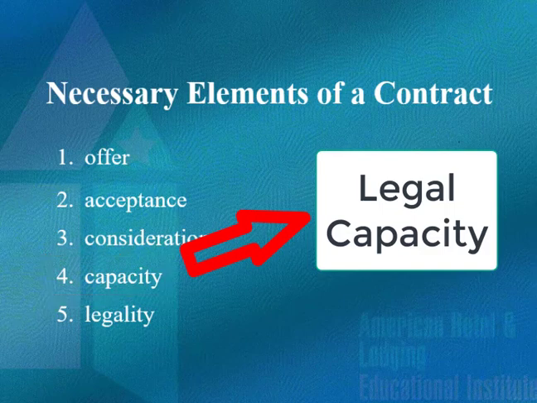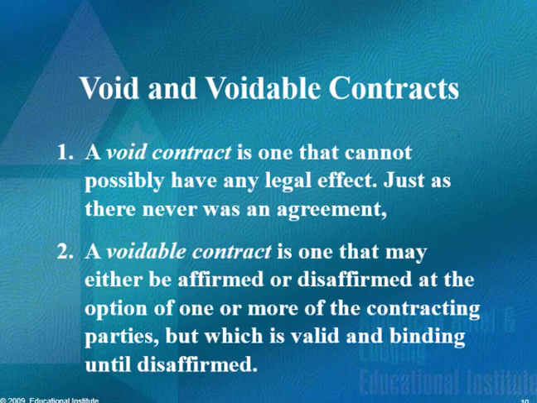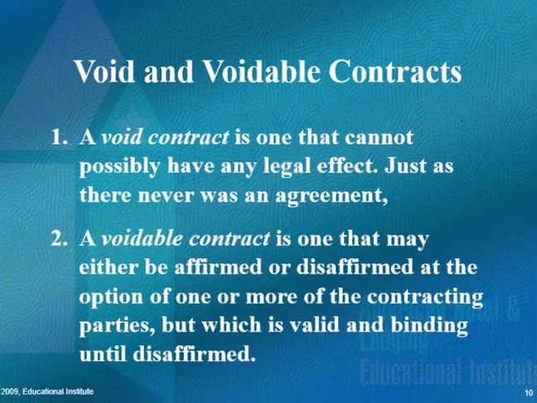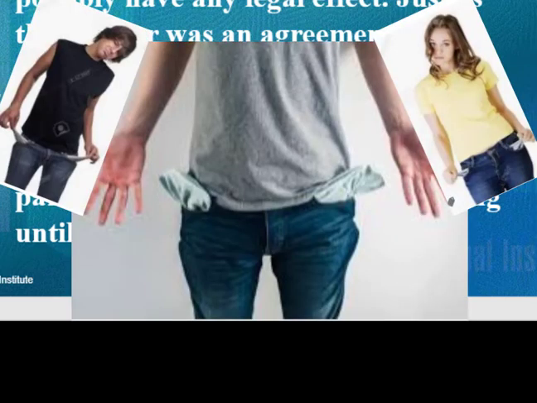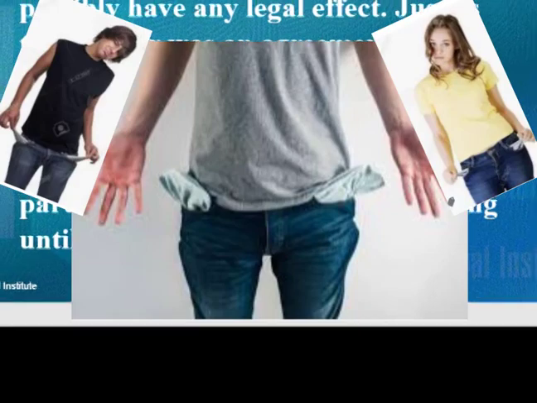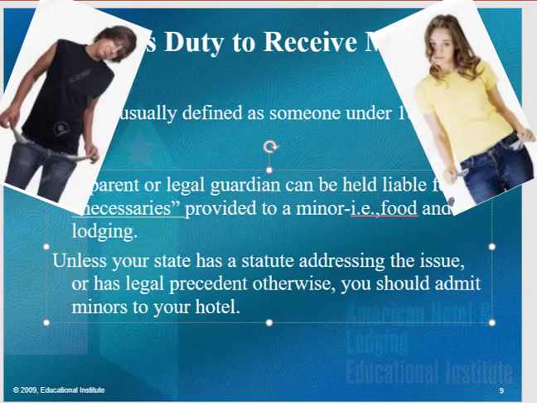In other words, if a guest is under the age of 18, they do not have the legal capacity to create a binding contract. So if a hotel rents to a minor, the contract is voidable at the discretion of the minor. The result? The minor does not have to pay for the contract or the room if they don't want to do so.